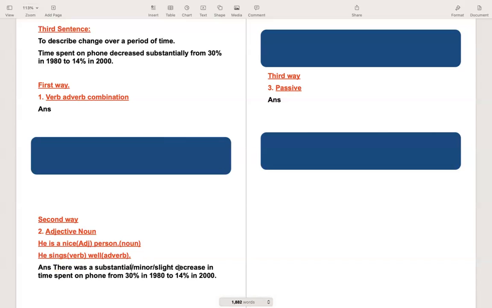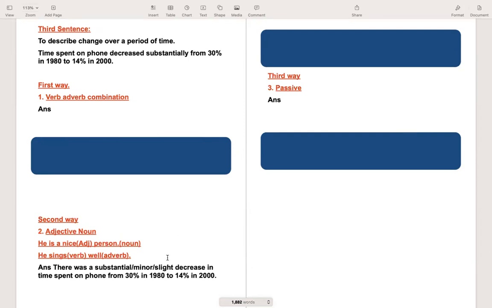So substantial decrease in what? Then you write in the thing, in what? In time spent on phone. And for the values, you just copy paste from 30% in 1980 to 14% in 2000. Is it clear now? I can go back also. If it's clear, I can go ahead. Okay. Anyone else has a doubt? I know this is difficult.